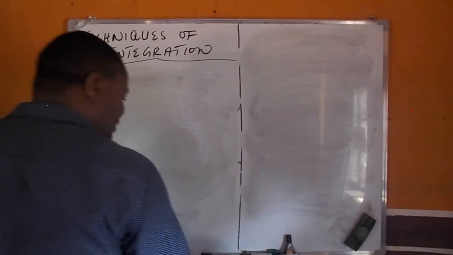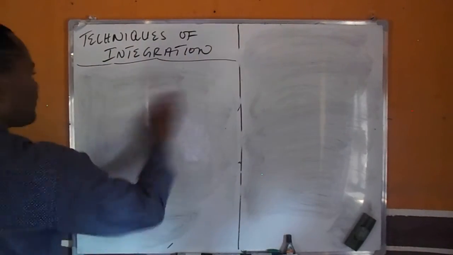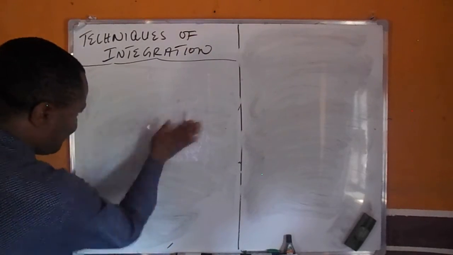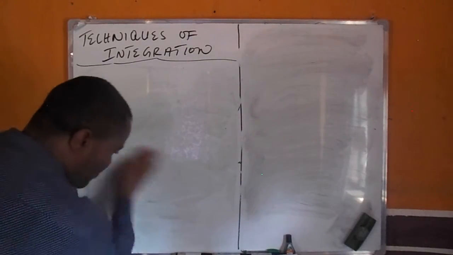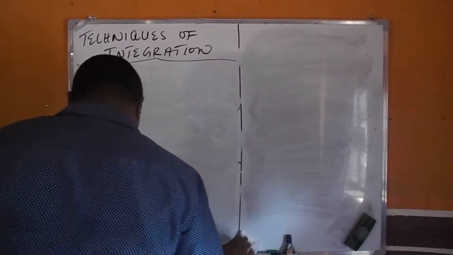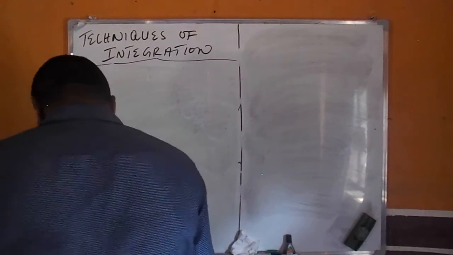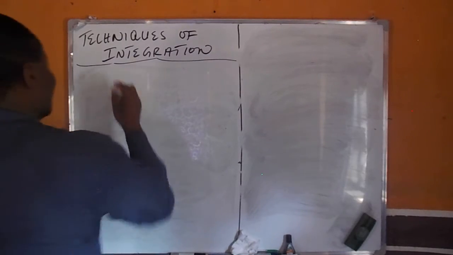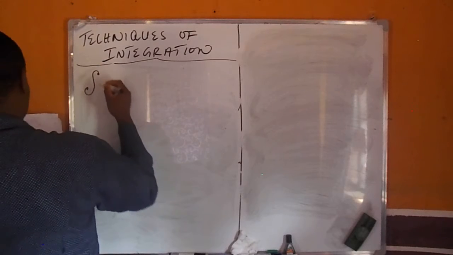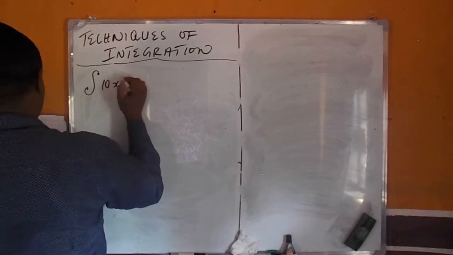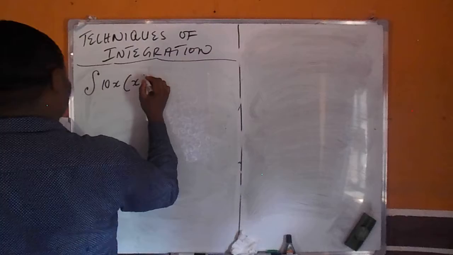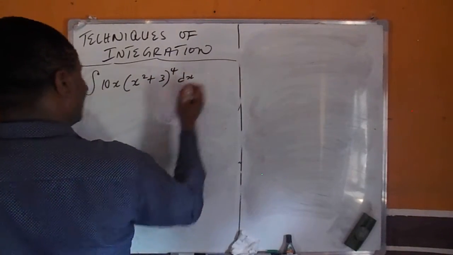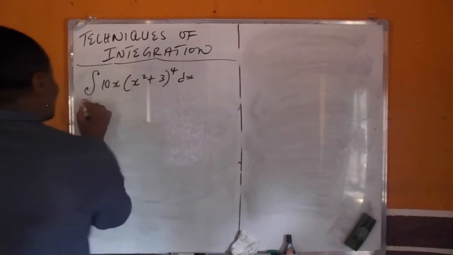Now we move to another example. The other example we have here is integrate 10x in bracket x raised to power 2 plus 3, bracket close raised to power 4, dx. Now, solution.